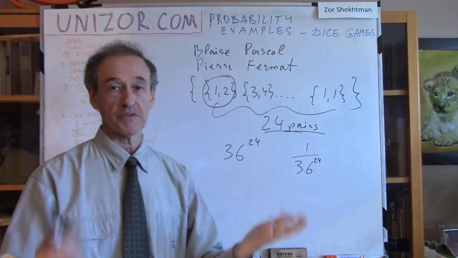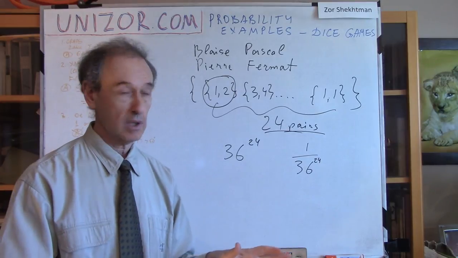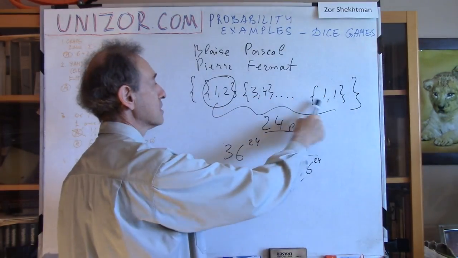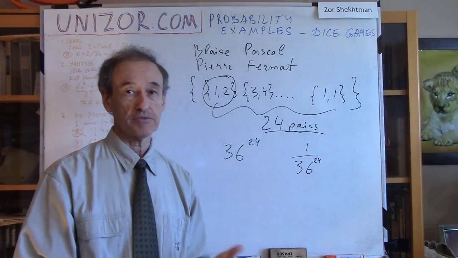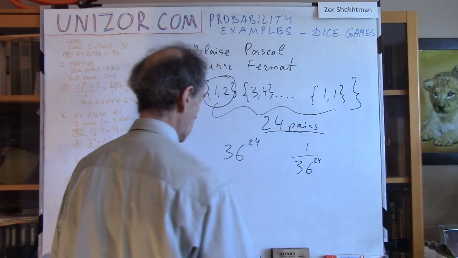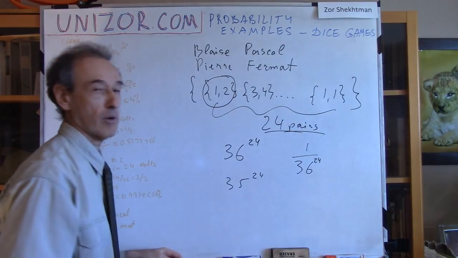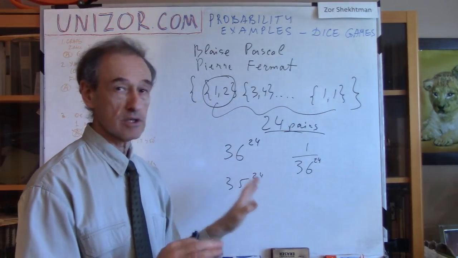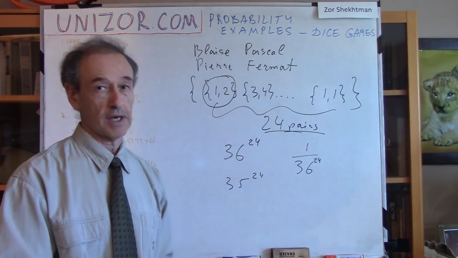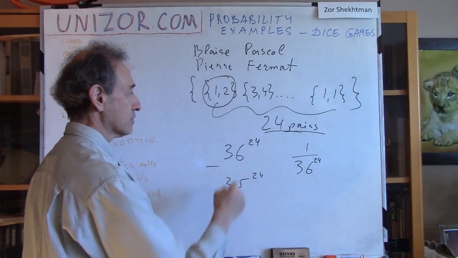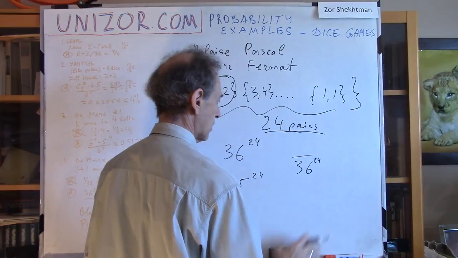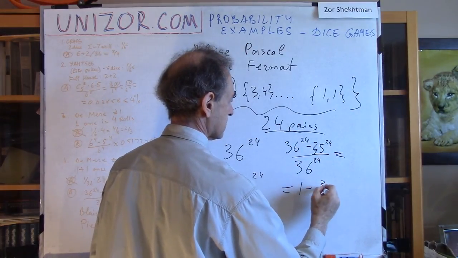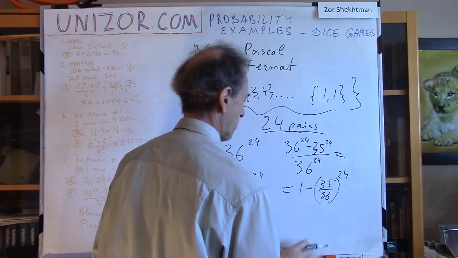So 1-1 is only one pair out of 36. If we don't want this pair to be represented in this sequence, then for each place, and we have 24 places, we have to choose anything but 1-1, which means any of the other 35 combinations, and obviously the number of those is 35 to the 24th power, right? So in each of these 24 places we can have any pair but 1-1, which means the other 35 pairs are fine. So we have to subtract them and divide the result by 36 to the 24. So what we get is 36 to the 24 minus 35 to the 24, which is the same as 1 minus (35/36) to the 24th power.